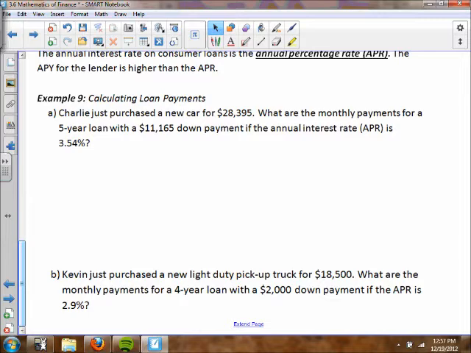Charlie just purchased a new car for $28,395. What are the monthly payments for a 5-year loan with $11,165 down if the annual interest rate, the APR, is 3.54%? Okay? So, what is the present value of the loan? How much is Charlie taking out of the bank? How much is he borrowing?